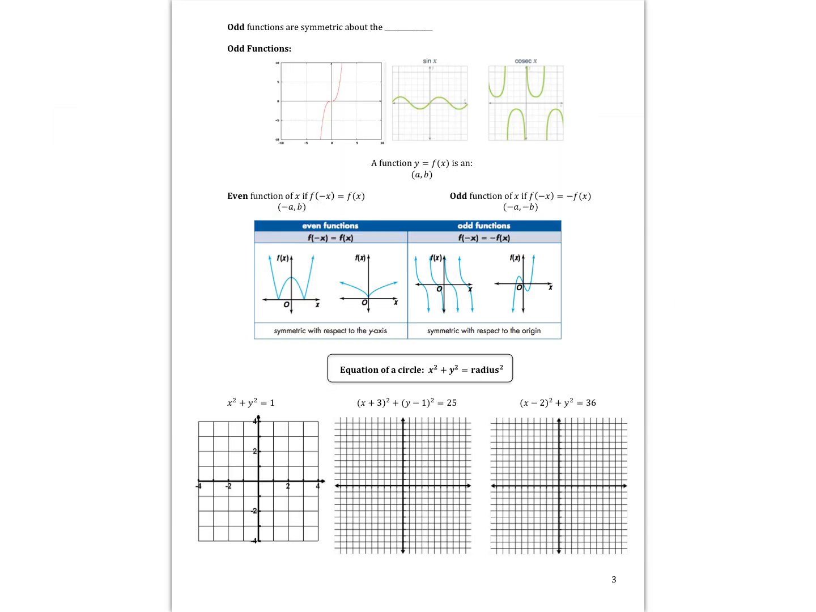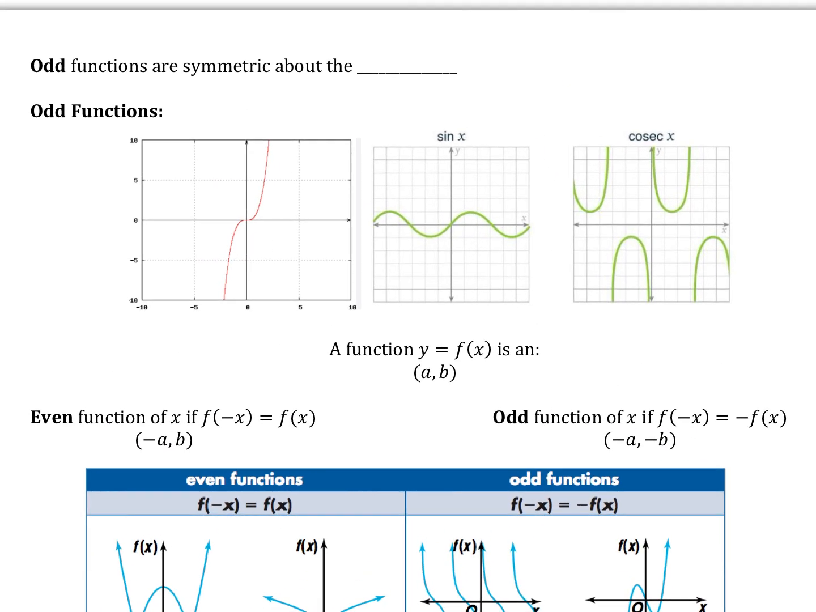Shar? The odd ones are symmetric about the origin. You guys, this is the point symmetry. So this is when we've got to rotate it 180 degrees. And it's got to land on itself.